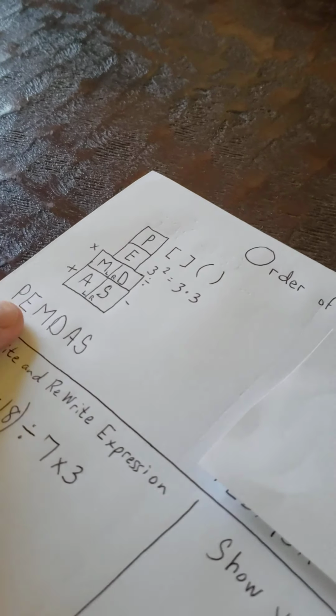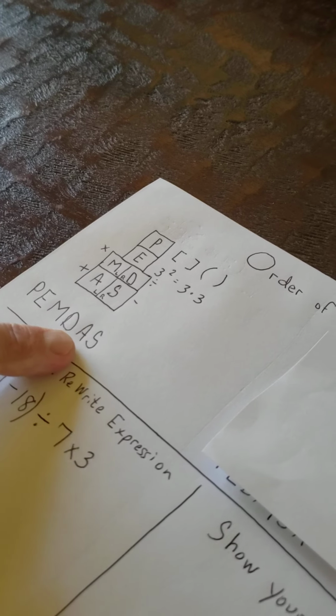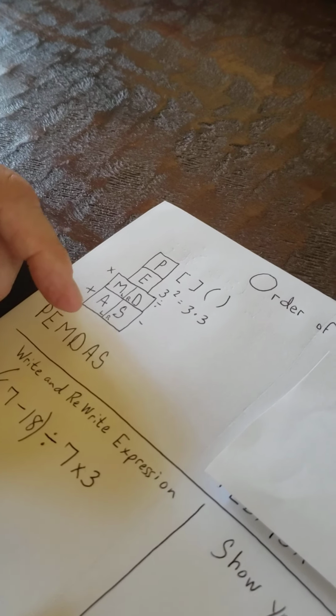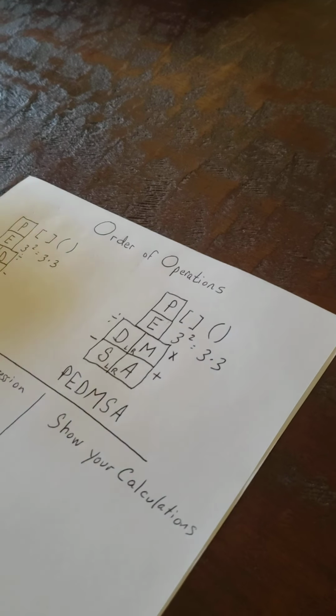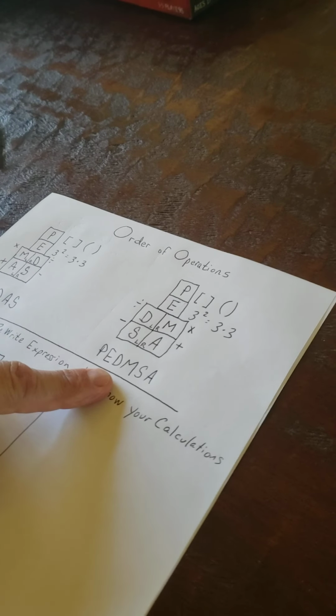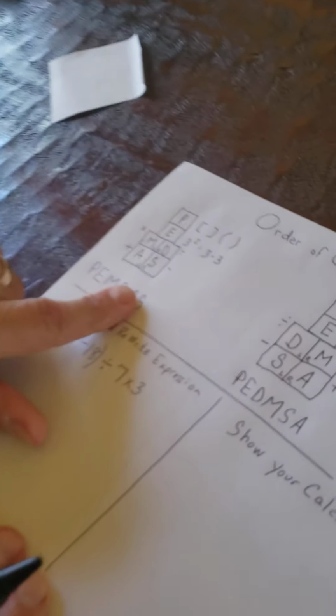Now, why is it that we have it in this particular order? PEMDAS. Well, quite honestly, I think it's because if not, we wouldn't have a nice, neat little word to say. PEMDAS is easy to say. PEDMASA is not very easy to say. So it makes sense that we say PEMDAS, right?